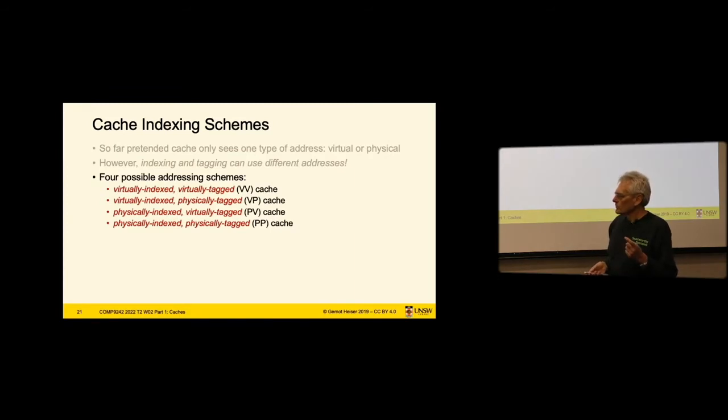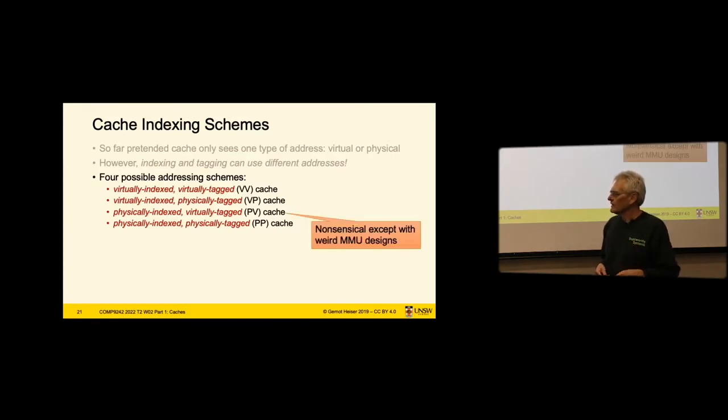So the physically indexed virtually tagged seems to be incredibly crazy. Sun Microsystems actually built a system that had PV caches, but that's the only one I've ever seen. There was one particular model of Sun processors that had PV caches. It's a crazy architecture. Typically, these days, the trend is towards PP caches, for reasons we'll see. VV caches are almost completely gone. I don't know any recent processor that uses them. So it's either VP or PP.